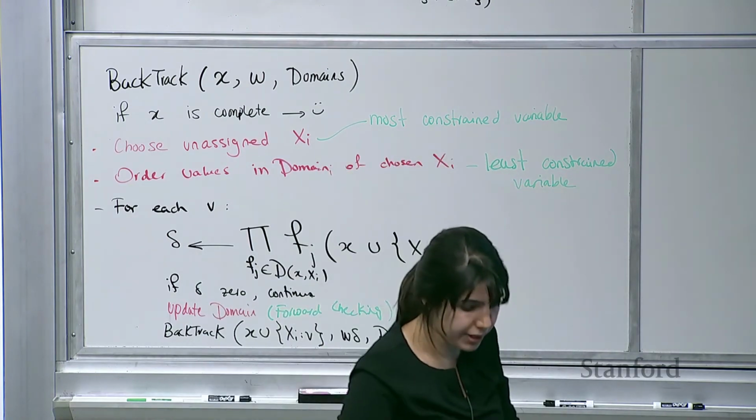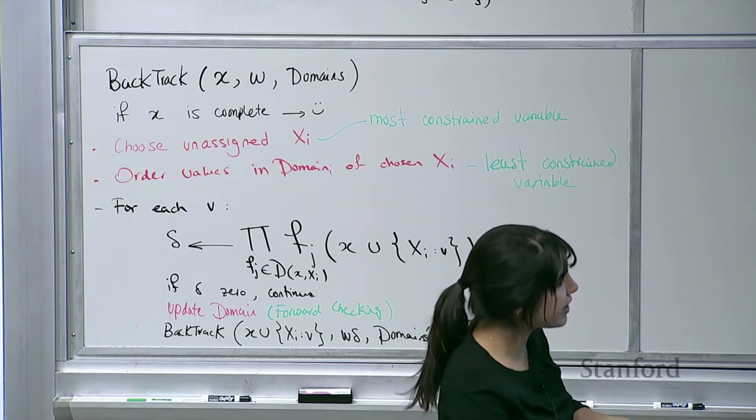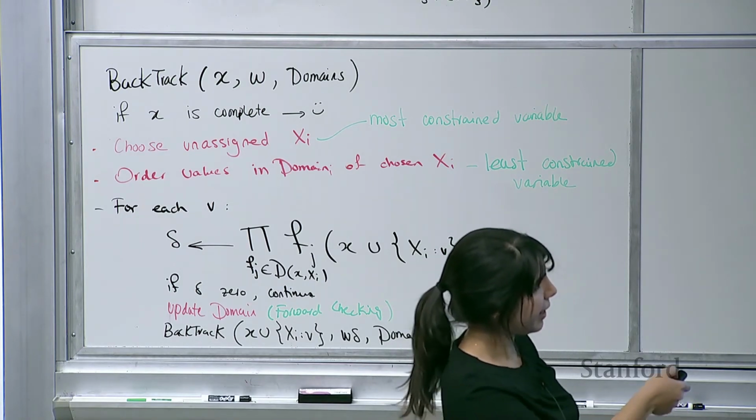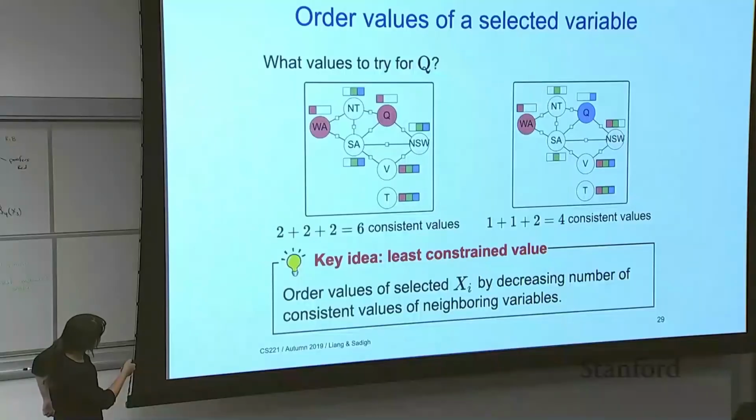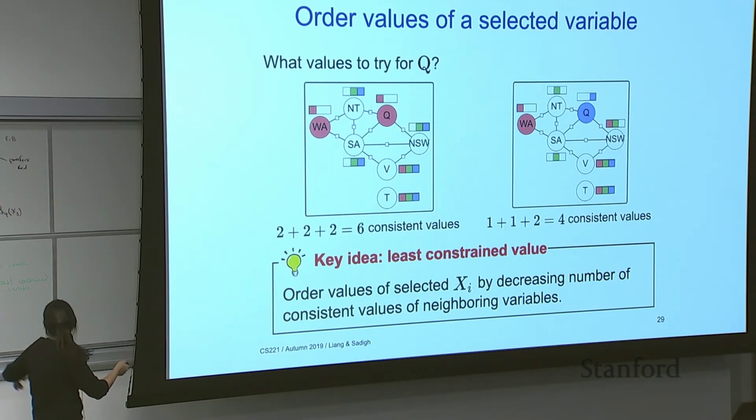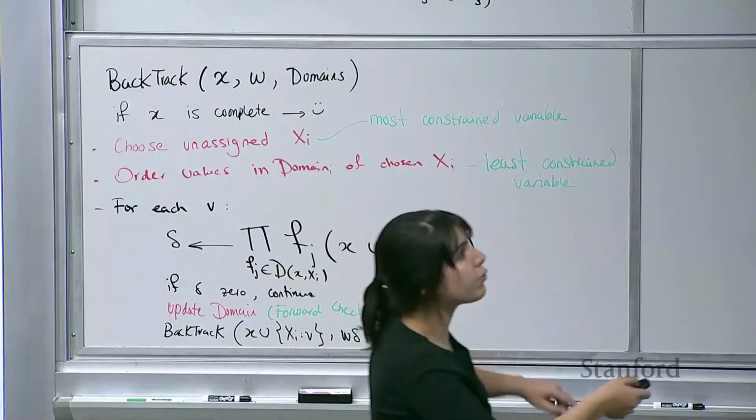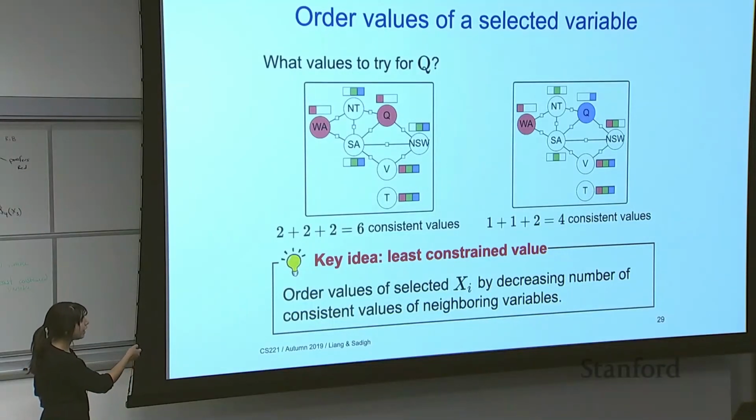So an example here: you're picking Q, and you want to choose what color, what value to use for Q. You can color Q red. If you color Q red, you're going to do forward checking and update the domains. When you update the domains, you have 2 options here, 2 options here, 2 options here. So that could be a measure of consistency: you have 6 consistent values.